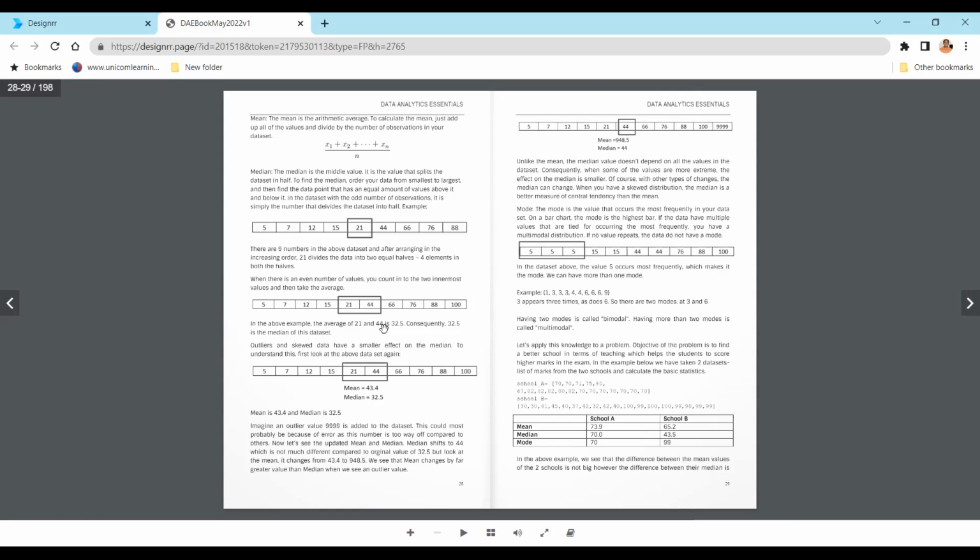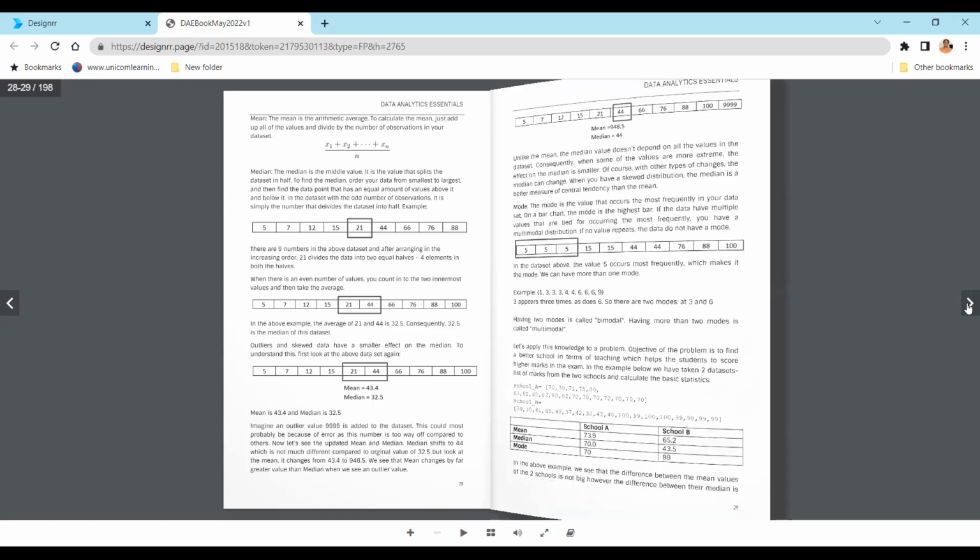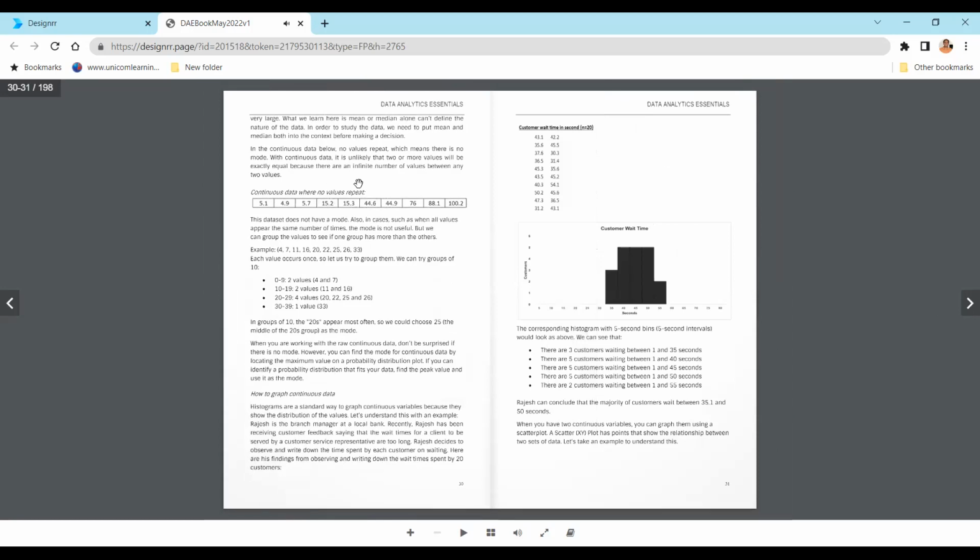Correct. What you do is arrange the numbers in increasing order, then look at the middle value. And mode is the most common number, the most repetitive one. Exactly. So this is what mean, median, and mode mean. And there are formulas and steps to calculate them, which I can skip for now.